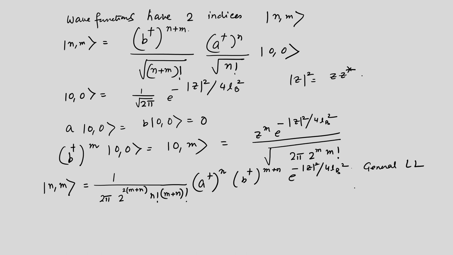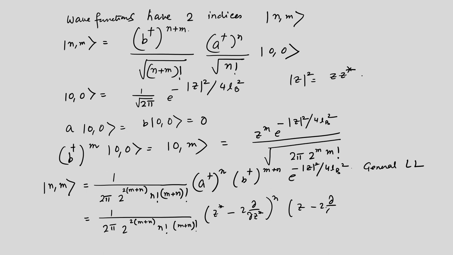This is the expression for a general Landau level, and then you can write this in terms of z and z star. Let me still write it once: 2 pi 2 to the power 2 m plus n, n factorial, m plus n factorial, and z star minus 2 del by del z star to the power n, z minus 2 del by del z to the power m, e to the power minus mod z square by 4 lB square. So these are the general Landau levels.